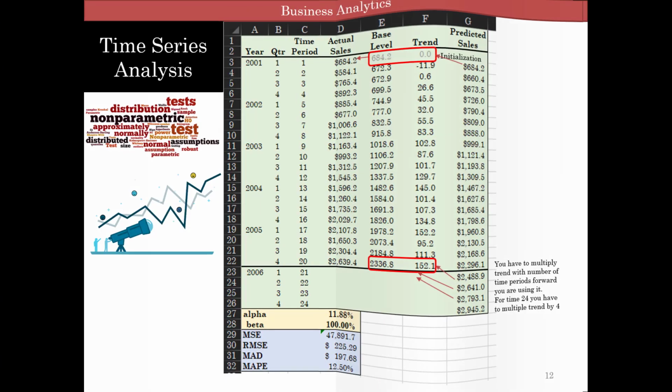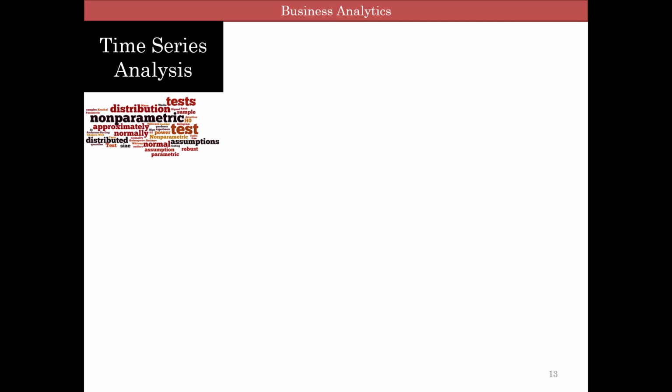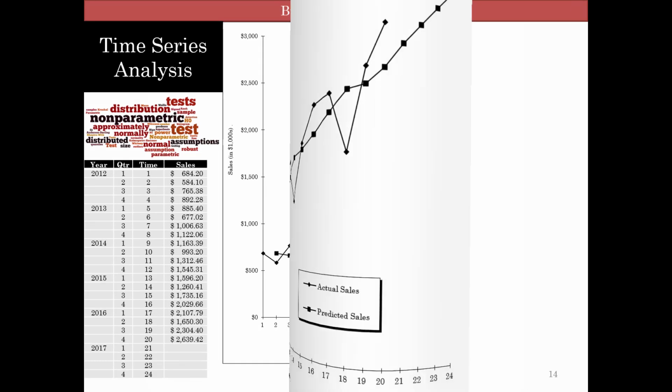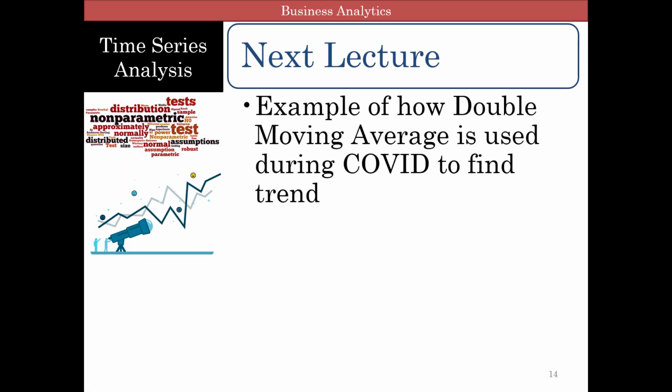Okay, so as we've seen, we saw the actual predicted sales based on the forecast. And in our next lecture, we're going to talk about how we are using double moving average during COVID to find trends. So let's get some COVID data, and we'll look at how you can minimize the noise and fluctuations and actually use double moving average here and figure out the trend.